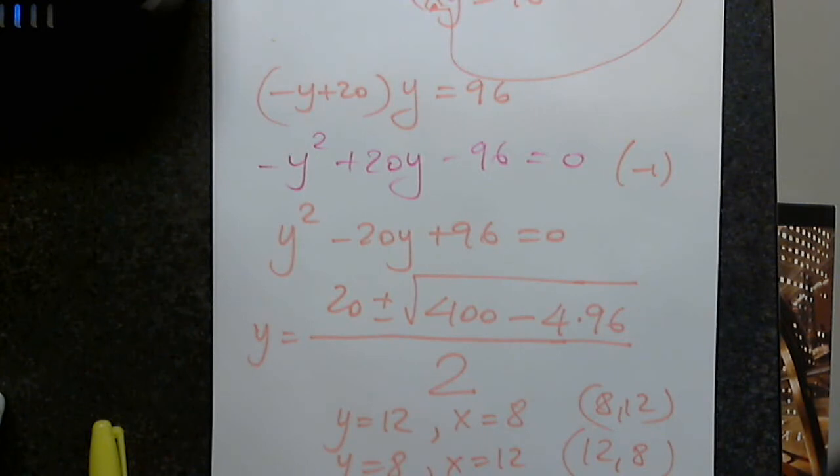Any questions? Yes, Shannon, go ahead. Just kind of in the beginning, why did you solve for x instead of y? Doesn't matter. The coefficient is 1. You choose. It doesn't matter. Oh, okay.